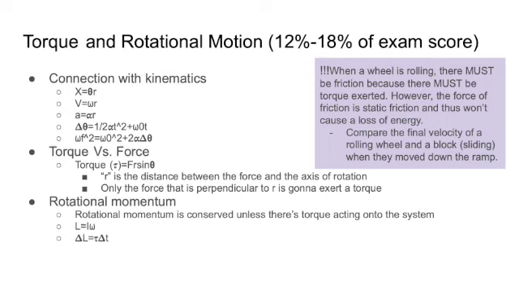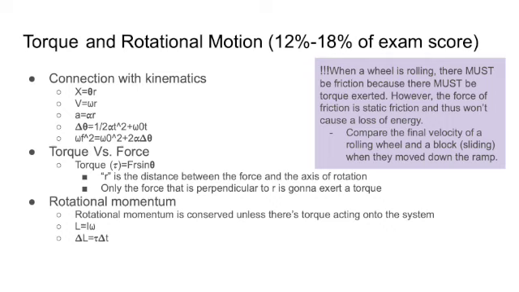The difference between a torque and a force is that torque, which could be represented by the symbol tau, is equal to Fr sine theta, meaning only the force that is perpendicular to r, which is the distance between the force and the axis of rotation, is going to exert a torque.